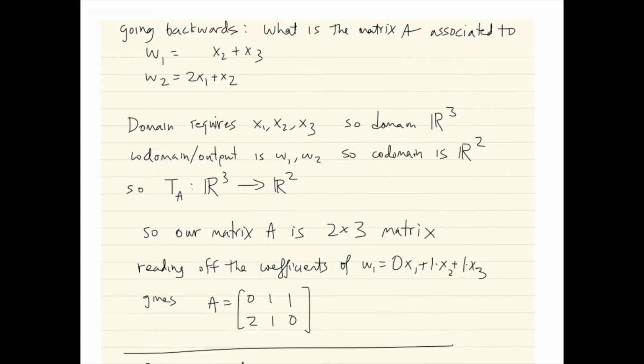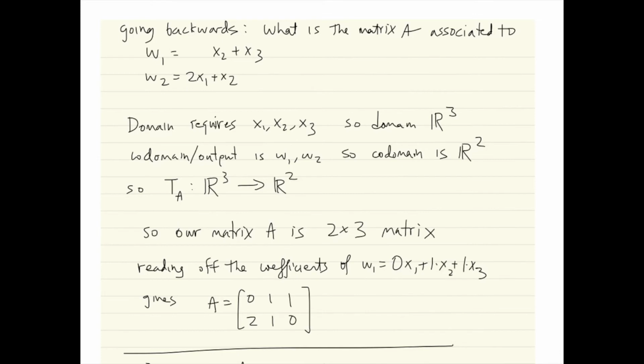And then the codomain or output is W1 and W2. Those are the variables representing the output. And so the codomain is R2, because you need 2 numbers to describe an element of the output. And so our transformation is going to go from R3 to R2. So our matrix A is a 2 by 3 matrix, and one can discover, as I'll show shortly, that the corresponding matrix is this.